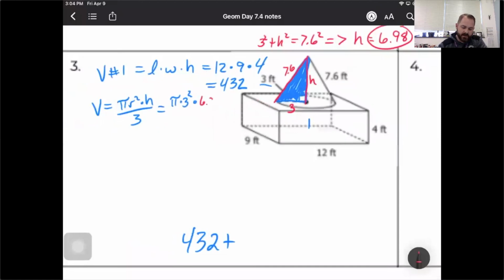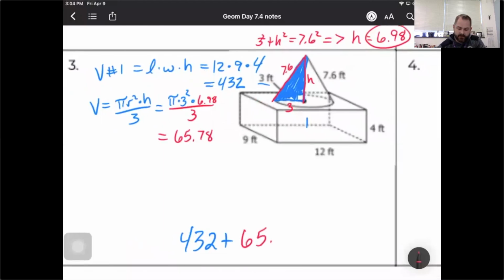So 6.98, and that's all over 3. So when I simplify all this, you can take some time, put it in your calculator. I would do exponents first, 3 squared, then times pi, then times 6.98, and then lastly divide by 3. The volume of that cone ends up being about 65.78. So that's what I'm going to add in down here so that I get a total volume of about 497.8 cubic feet.